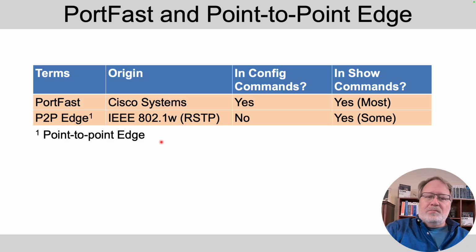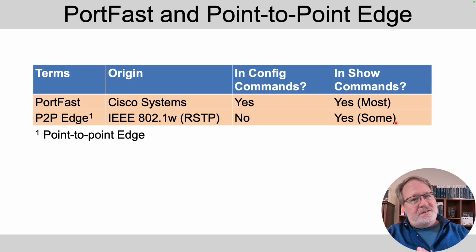Now, lingo again, PortFast is the Cisco term, whereas point-to-point edge is the term from the 802.1w standard, all right? Now, where are you going to see those terms? In config commands, it's pretty much always going to be PortFast rather than the 802.1w edge terminology. Not always, but for the most part. And then in show commands, it's almost always PortFast, but occasionally you'll see this point-to-point edge term show up. So I'm going to give you plenty of examples of config and show commands so you can see where those show up and get used to that.